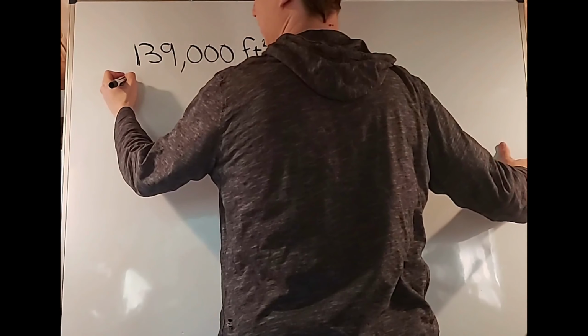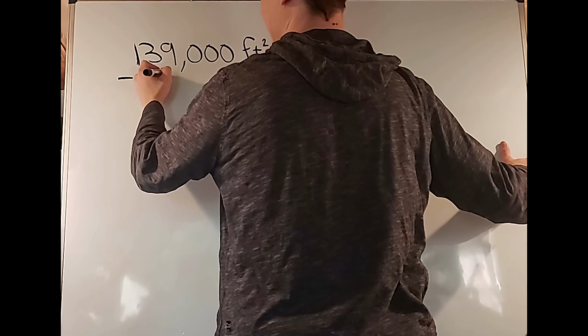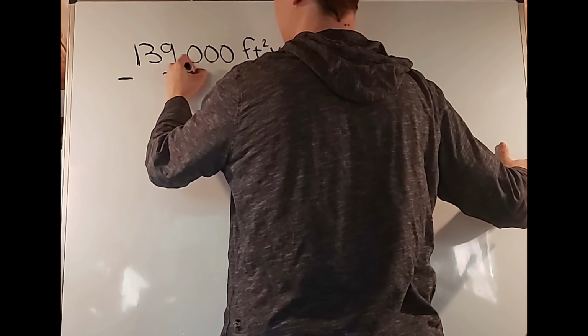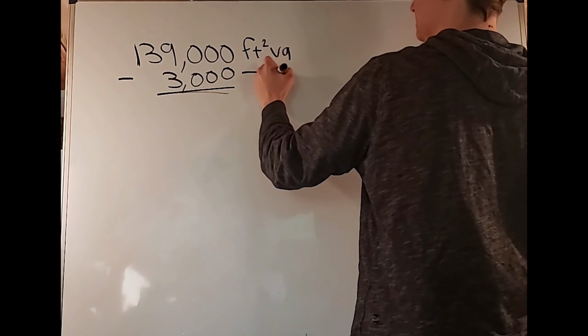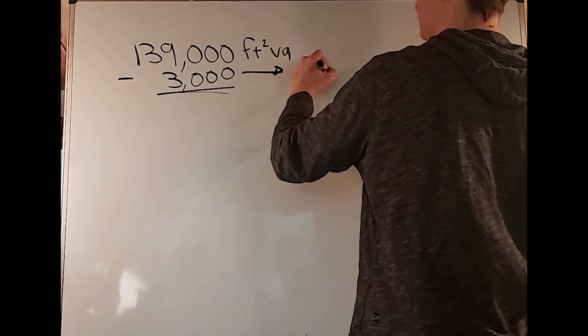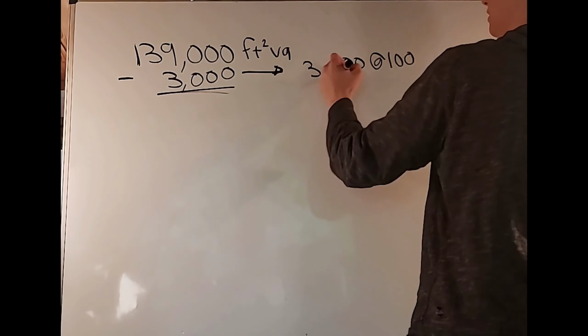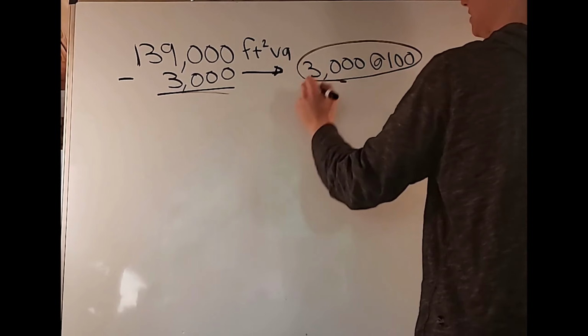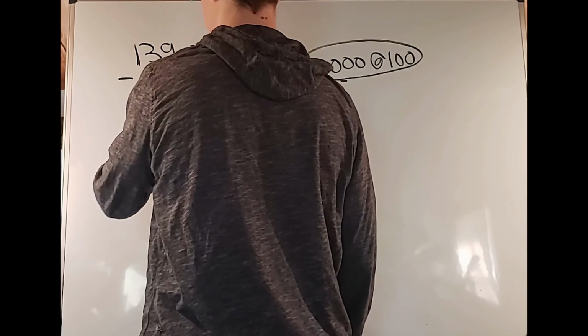So we know we always have the first 3,000 at 100%. So we're going to have to subtract 3,000. I like to just put it off to the side and then label it 3,000 at 100%, just so it's really easy to look at and see. Okay, that's going to give us 136,000.